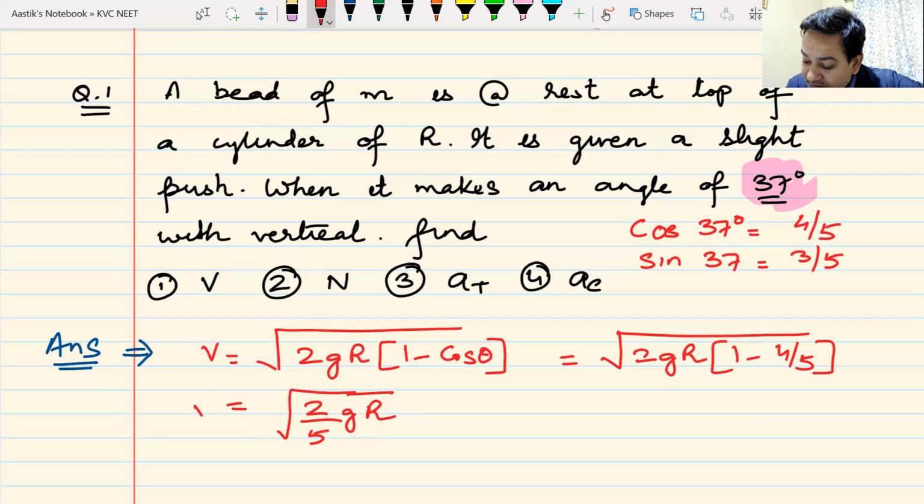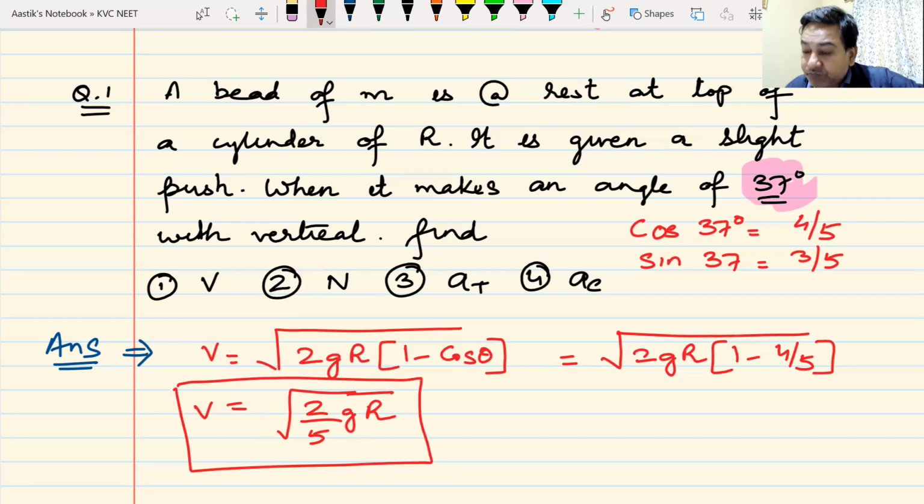So the answer is root over 2 by 5 GR. Do we understand this? Yes or no? Can I have some raised hands that we understand this? The first answer is V is equal to root over 2 by 5 GR. That is the first answer that we were looking at.